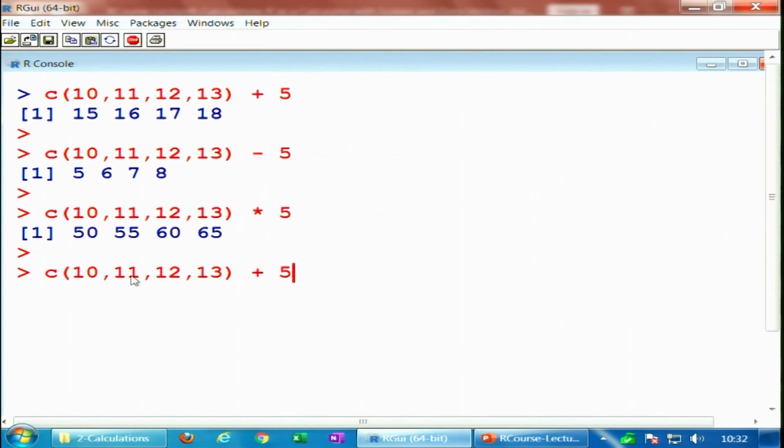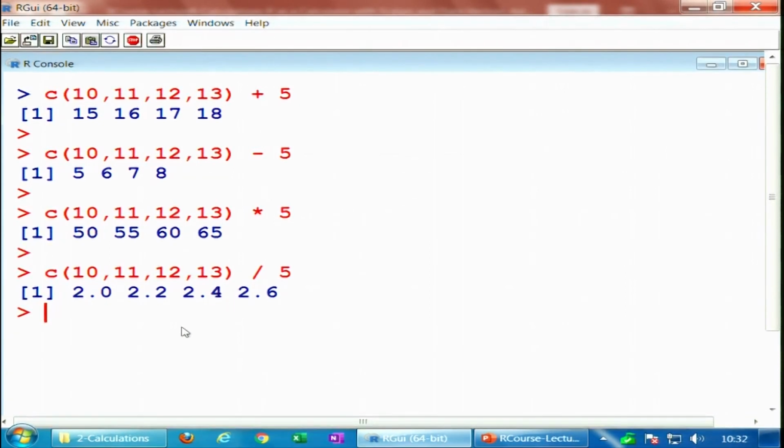And similarly, if I try the division, I can take the same data vector and try to divide every element by 5. So, you know that when this 5 is operated on 10, 10 divided by 5 is 2, and similarly if you enter it, you will get the answer 2.0, 2.2, 2.4 and 2.6.